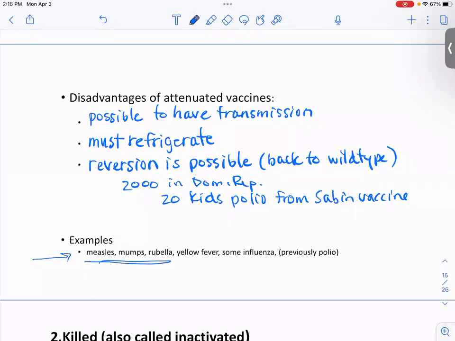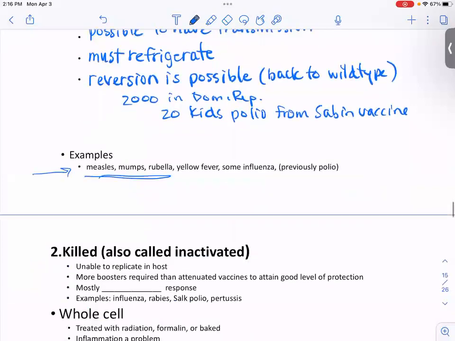I think you breathe it in and it only infects places of your body that are a little bit cooler, like your nose. Chickenpox virus is also an attenuated one that I didn't list there. Okay, so don't memorize the examples, just to kind of tie it in.